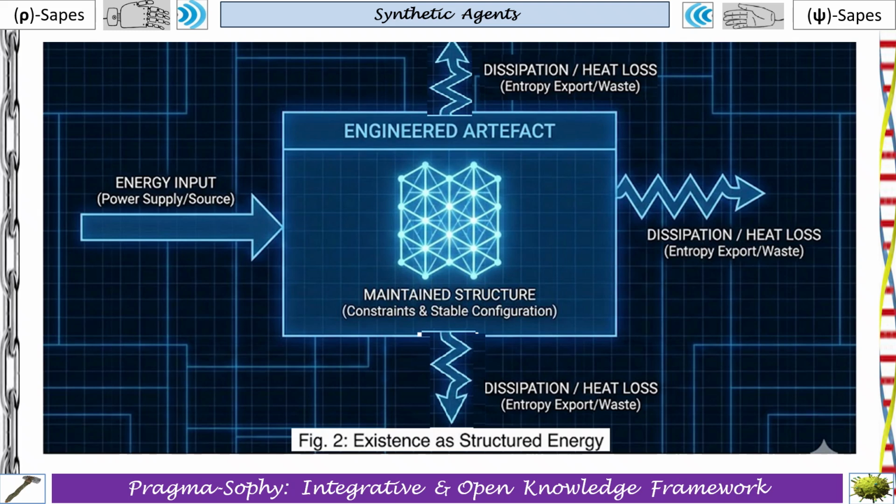At the most primitive level, existence in synthetic systems is nothing more than structured energy. Any artifact that persists does so because its configuration resists entropy. Power supplies, materials, cooling, and mechanical integrity together sustain this persistence. As illustrated in the slide, energy enters the system, some is dissipated, and some is used to maintain a stable structure. There is no agency here, only imposed order.